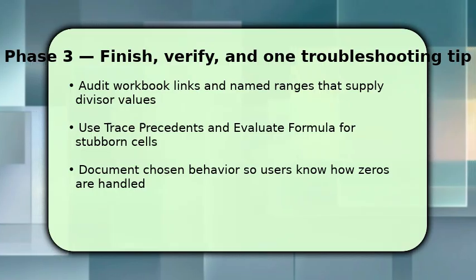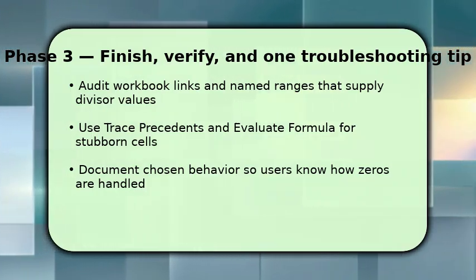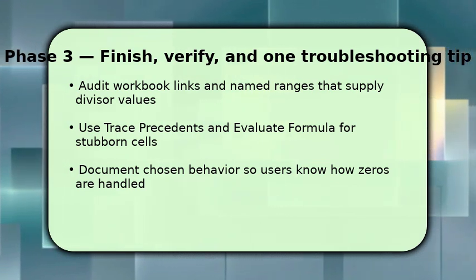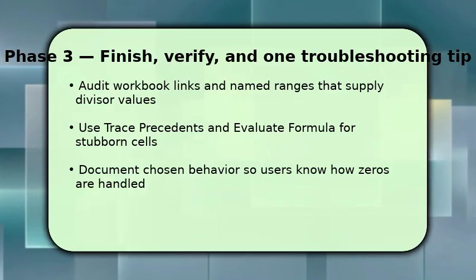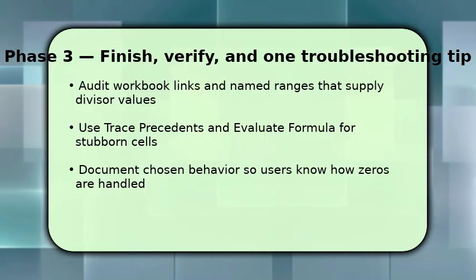If something still shows #DIV/0!, make sure the divisor isn't calculated as an empty string or text. Convert to numeric or adjust the source formula. One key tip: reproduce the error in a test cell while changing the divisor to isolate the cause.